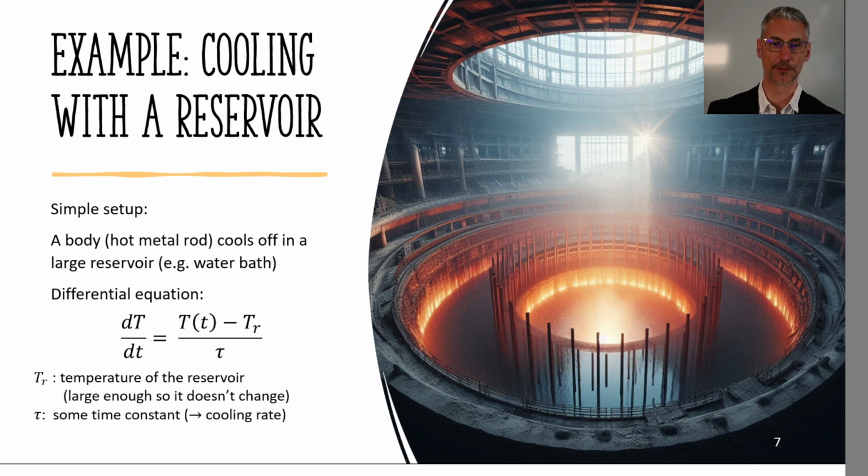Let's discuss a simple example to illustrate how we can work with these kinds of things. So let's say we have a body like a hot metal rod that cools off in a large reservoir, for example, a large water bath, and we assume that the water bath is large enough that the temperature of the water doesn't change, so we avoid any complications from realism that we would need to include in a realistic system. So the differential equation for this simple system is also quite simple, obviously, because the temperature change with time depends on the temperature of the reservoir, some critical time scale that essentially determines the cooling rate and the current temperature. So you can see the differential equation here.